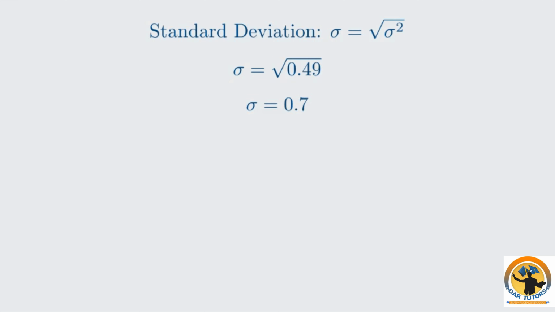To recap, we calculated the standard deviation by taking the square root of the variance we found in the previous step. The standard deviation, sigma, of 0.7 indicates the typical distance of a data point from the mean of 0.9, giving us a clear picture of the distribution's spread.